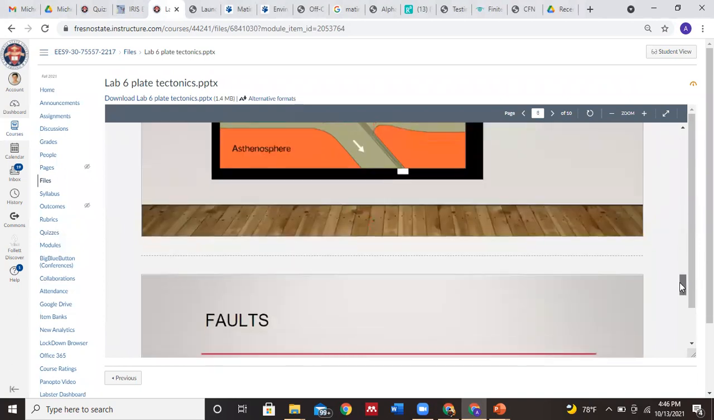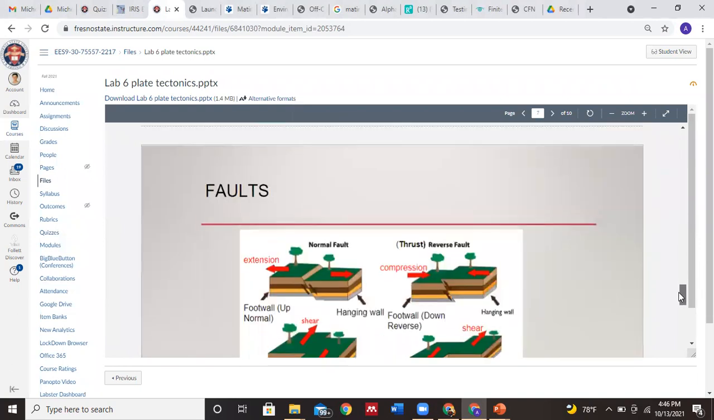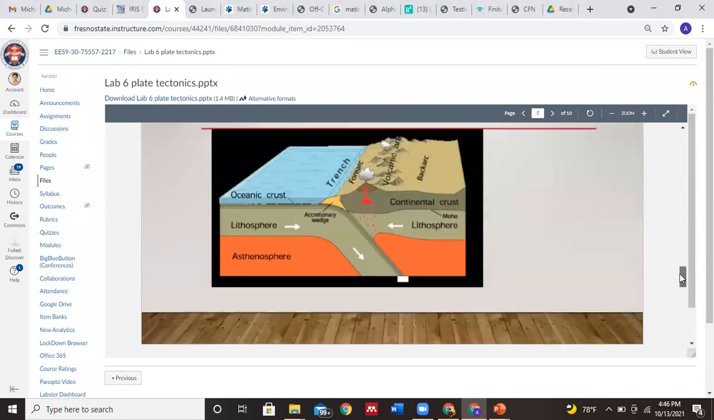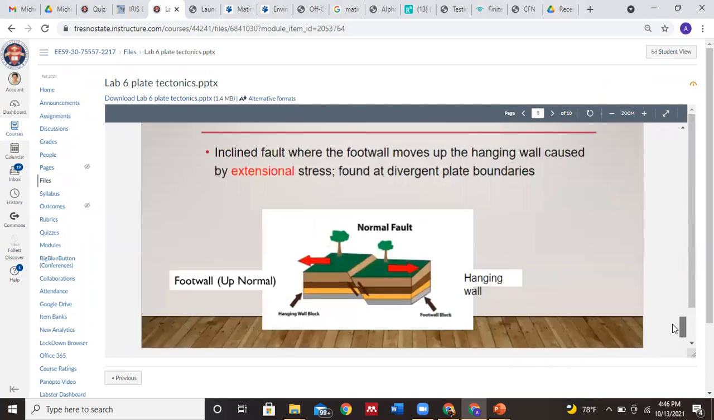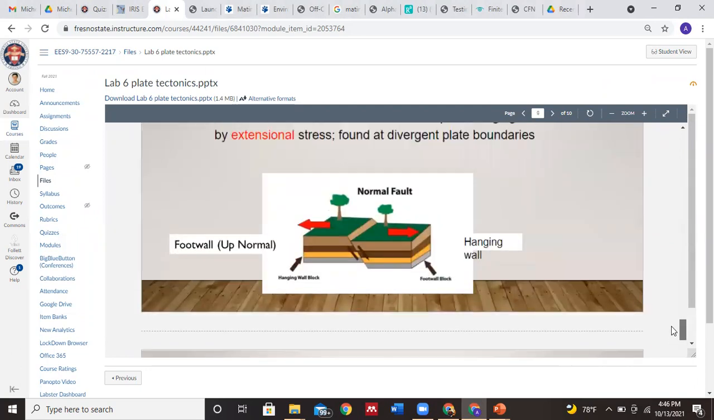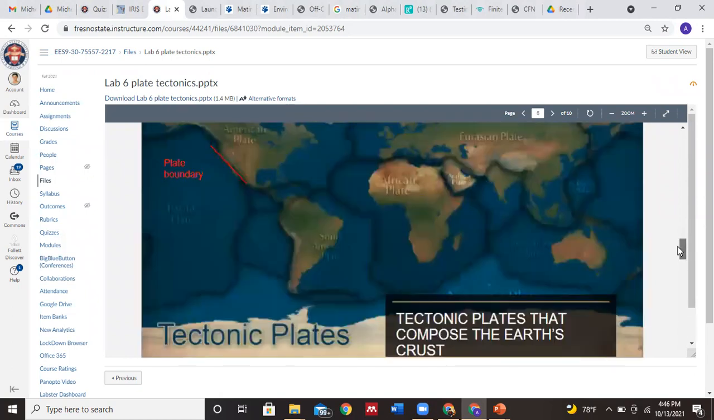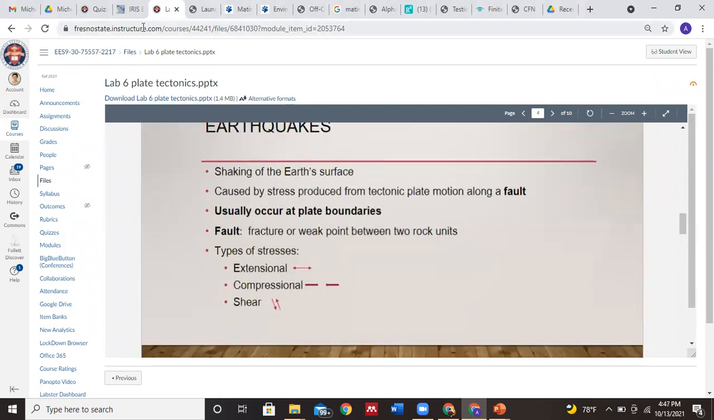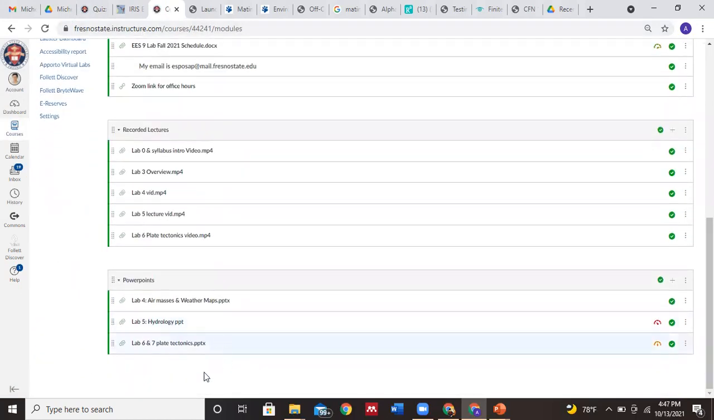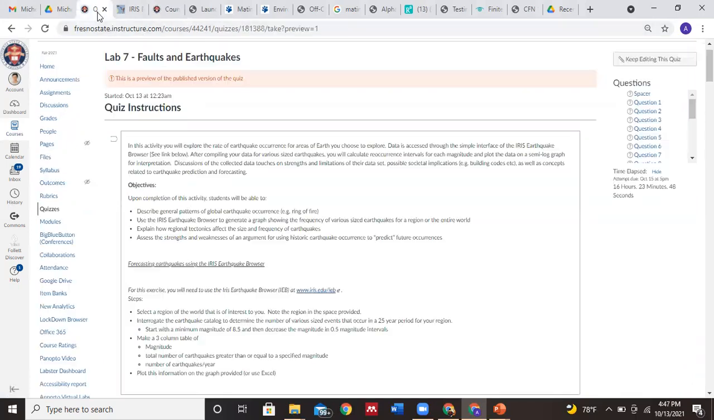So you should be able to navigate what type of fault occurs with what type of stress, and what types of boundaries have what types of stresses, and things like that. That's going to be found in the Lab 6 PowerPoint. I'll relabel it Lab 6 and Lab 7. Okay, so it's the Lab 6 and Lab 7 PowerPoint, and that's where most of the information for earthquakes is going to be.